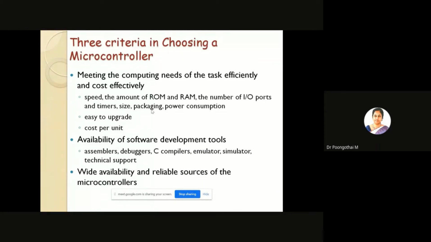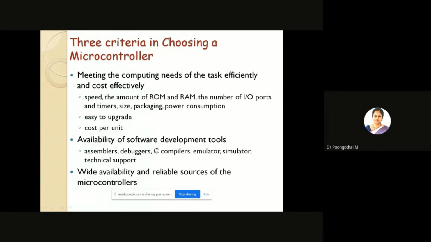So this is important in terms of space, assembling and prototyping the end products. And the main important thing is power consumption. This is especially critical for battery powered products. So the power consumption parameter is very important. And how easy it is to upgrade to improve the performance or lower the power consumption. So that is the important factor. And the final one is the cost per unit. So these 3 are under this category, meeting the computing needs.